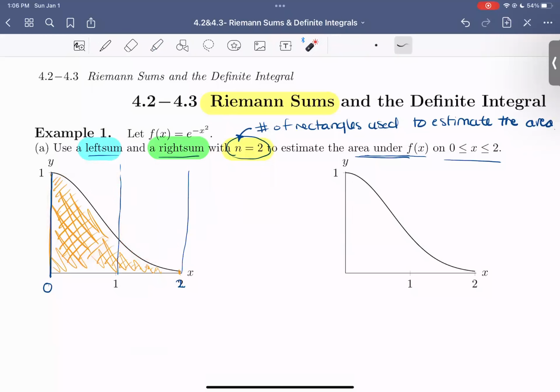For this first part, we're looking for a left sum. That means the height of the rectangle is going to occur at the left endpoint of my rectangle. So there would be my first rectangle. Now my second rectangle is going to be as high as the left endpoint, so that would be here. The left endpoint of this rectangle is where the function hits our rectangle on that left end. So here are our two rectangles that we're going to compute the areas of in order to find the left sum estimate.